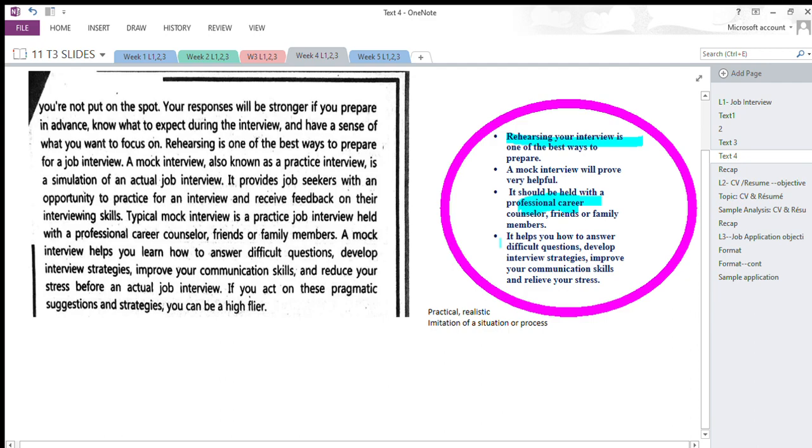It helps you in a way that you know how to answer difficult questions, develop interview strategies, improve your communication skills, and relieve your stress. So these mock interviews prove very useful. Here we have one word, pragmatic. Pragmatic refers to practical and realistic. All these suggestions are very practical, pragmatic, and realistic.